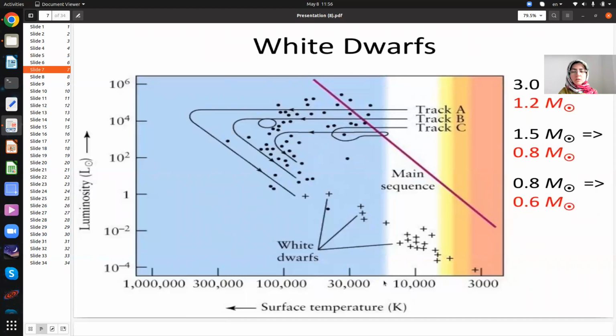And here the temperature increases. But for example, this white dwarf is very cool, as you see, 3000 Kelvin, and it is very faint, less than 10 to the power minus 4 solar luminosity.